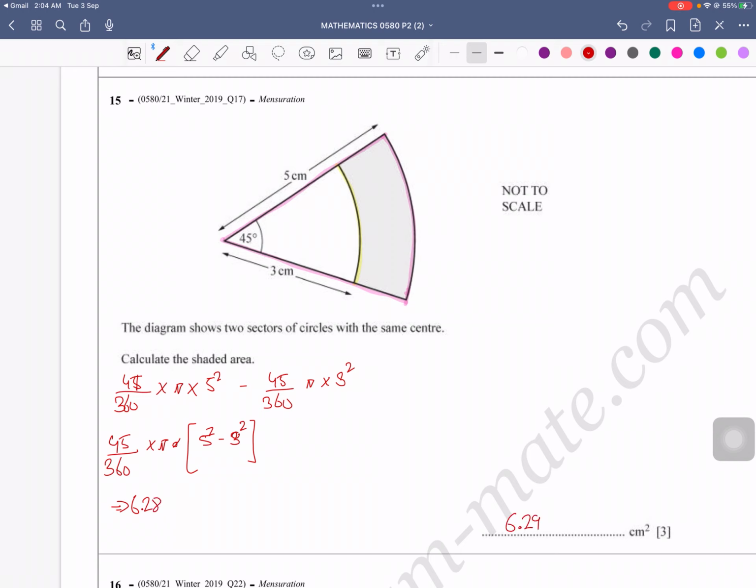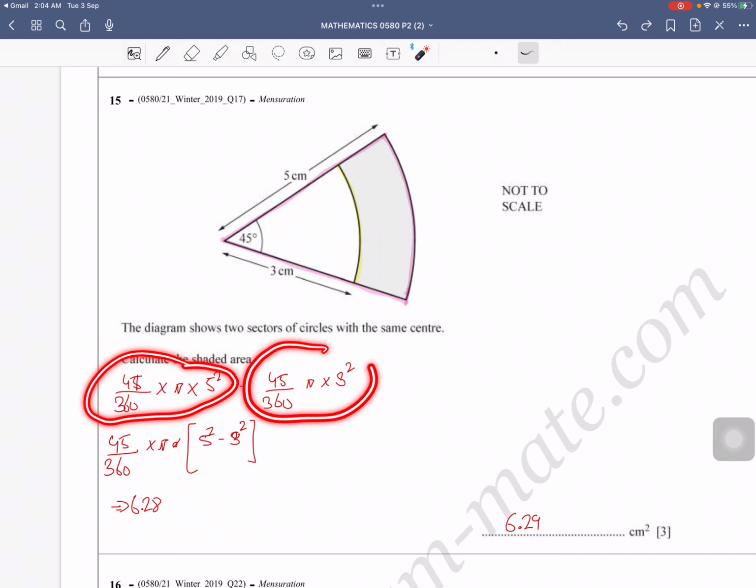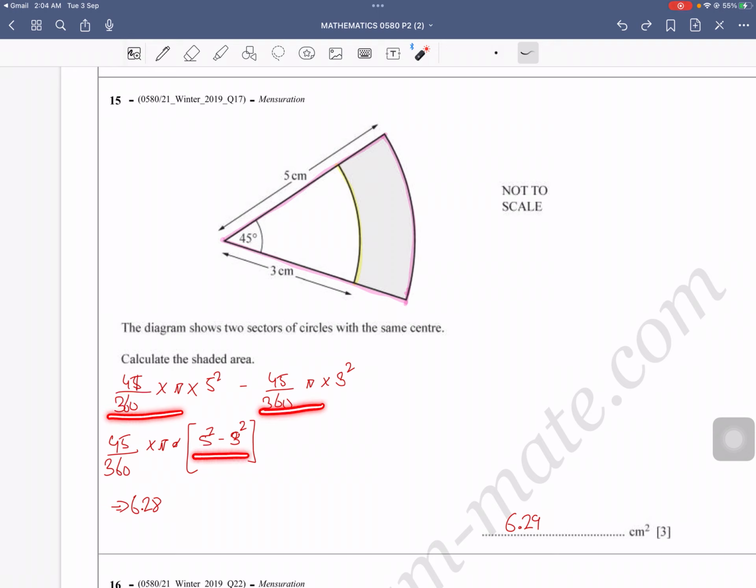What did we do? Instead of typing it again and getting the answer first for the bigger sector and then subtracting the smaller sector, I simply took 45 pi common from both and subtracted the variable part, that is the square of the radius.